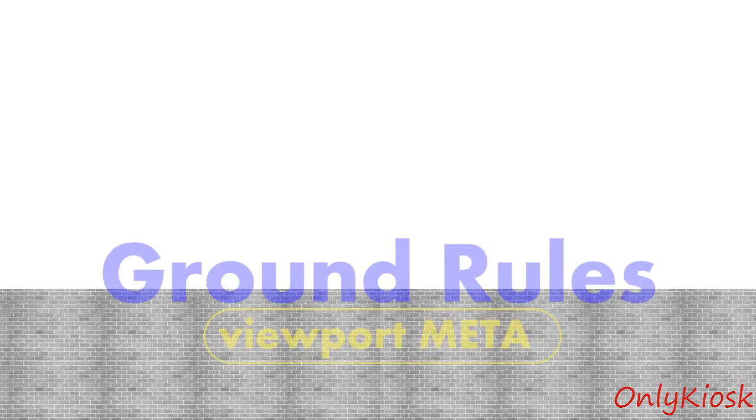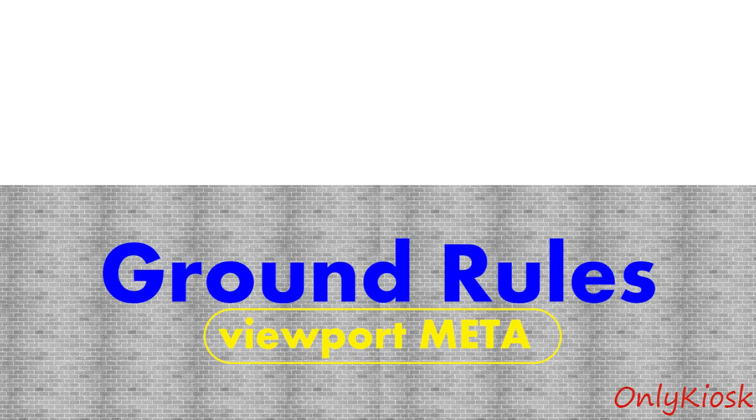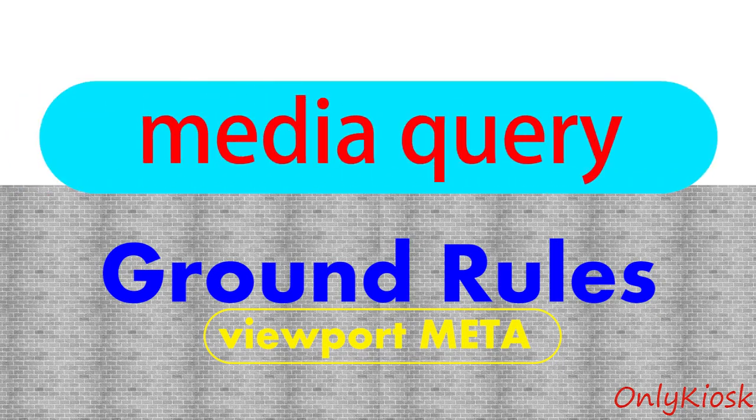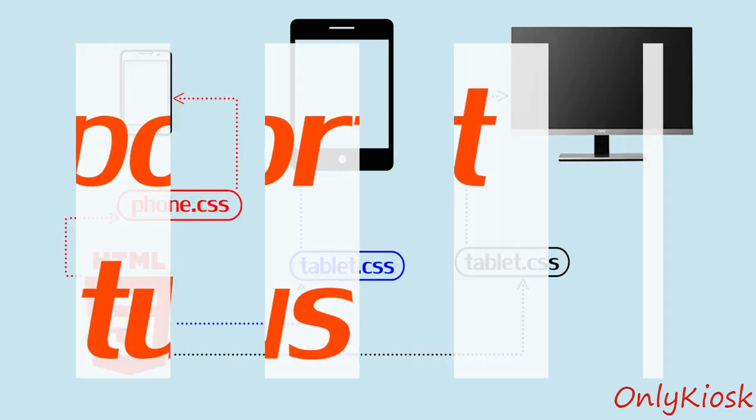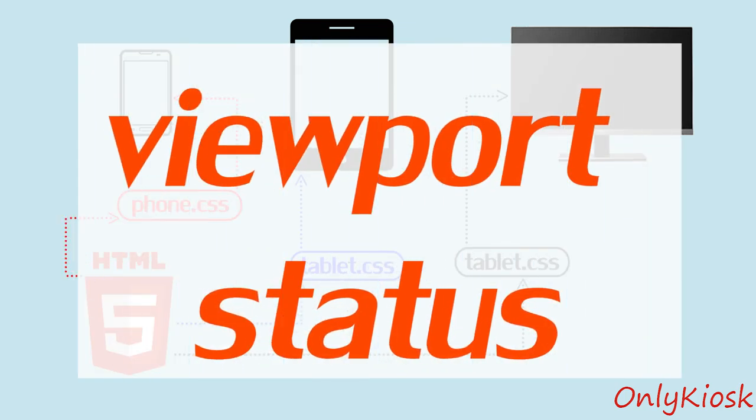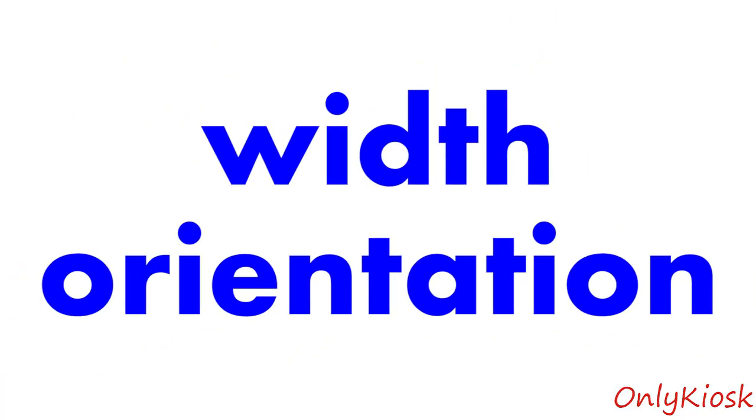After we've laid the ground rules using Viewport Meta, it's time to do the actual work using Media Query. Like we said in the previous lesson, the essence of a responsive web page design is to apply a different CSS to the same HTML codes based on a different browser size. Actually, we need to make an adjustment to that statement to make it more precise. The essence of a responsive web page design is to apply different CSS to the same HTML codes based on different viewport statuses. The most commonly used viewport statuses are width and orientation.